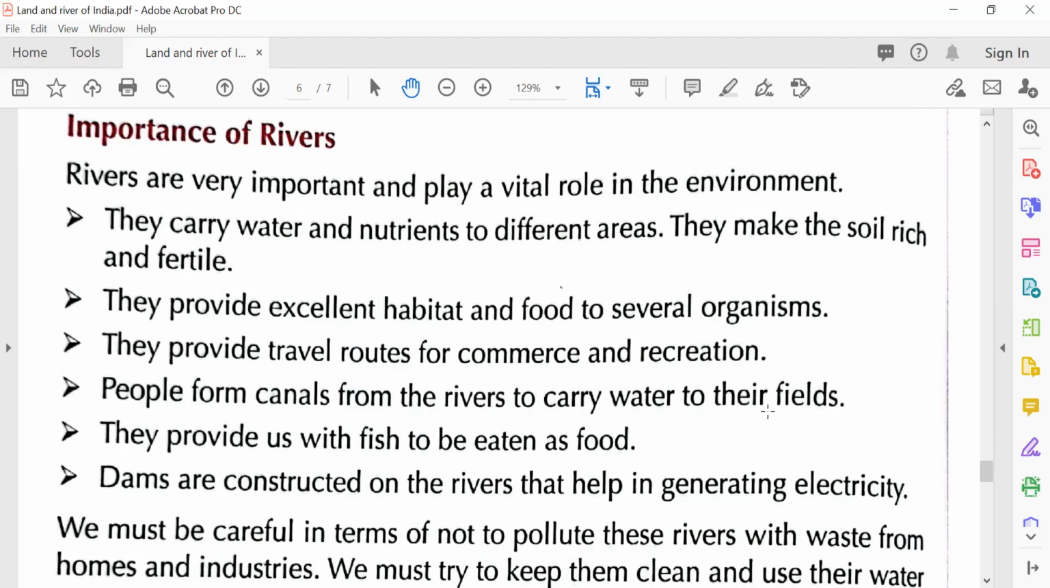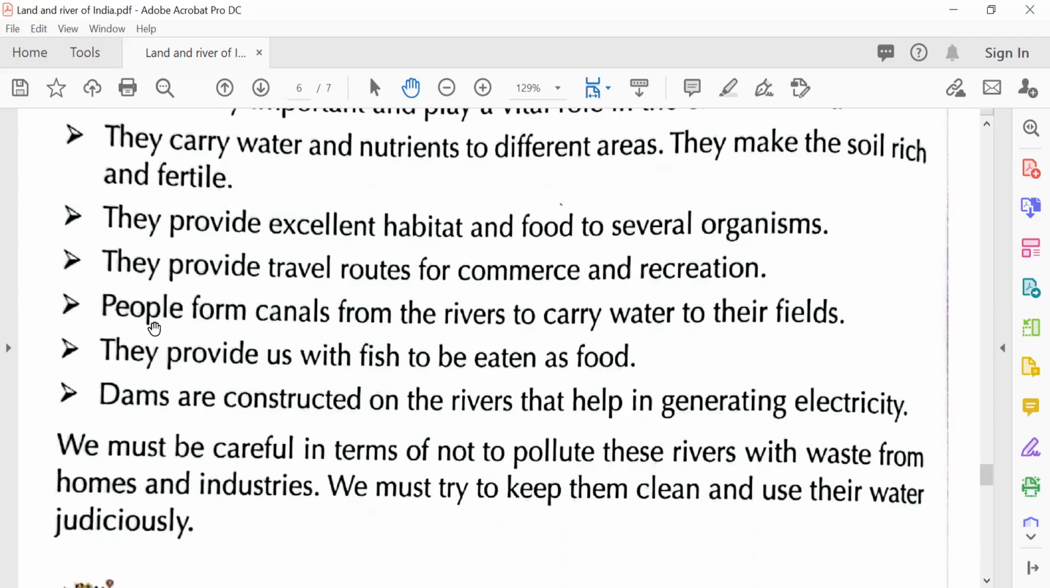For the people living in there. People form canals from the river to carry water to the field. So now there are big rivers, but people are also doing farming. So how do they bring the water from the river to their farm? They make small canals. They provide us with fish to be eaten as food. So the river has fish, and fish makes yummy food.